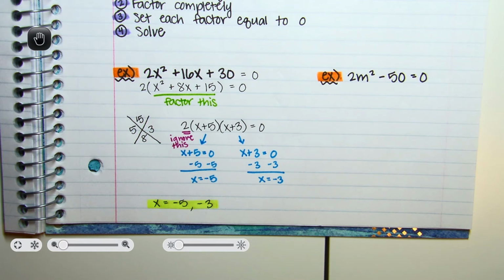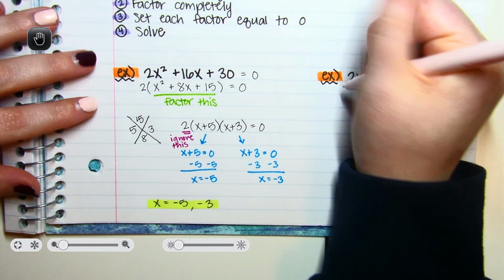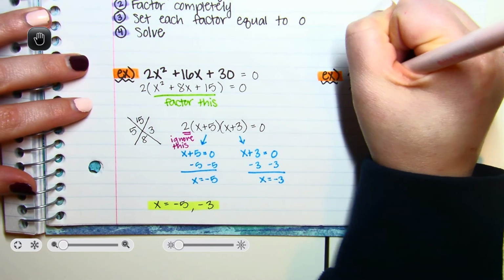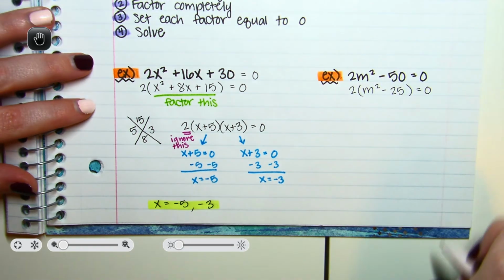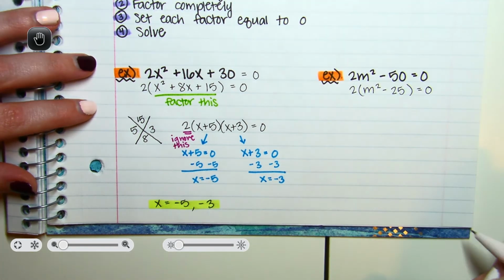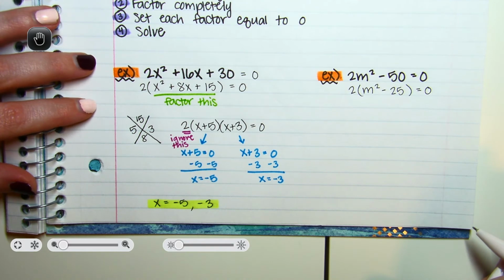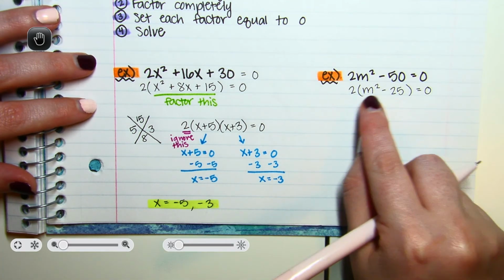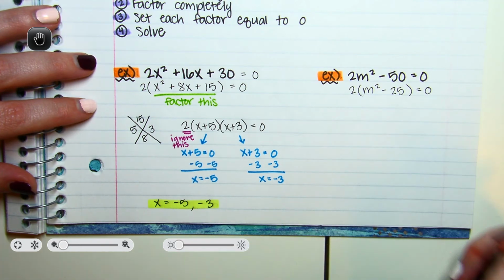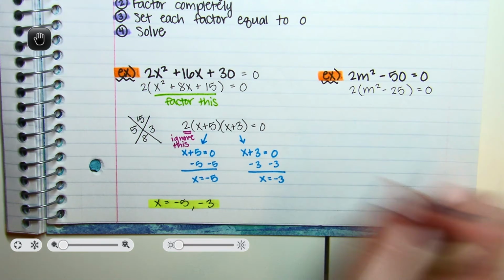So do I have a GCF? If you said 2, you are correct. So I need to factor out a 2. And I'm left with m squared minus 25 equals 0. So now what I have that I'm factoring, the m squared minus 25, this is 2 terms. It's subtraction, so it's a difference. And these are both perfect squares. So this is a difference of squares.